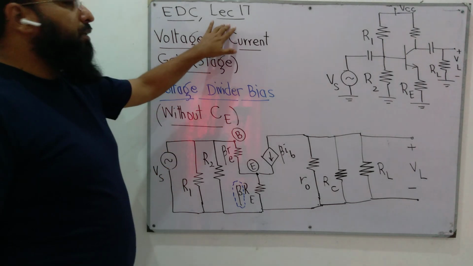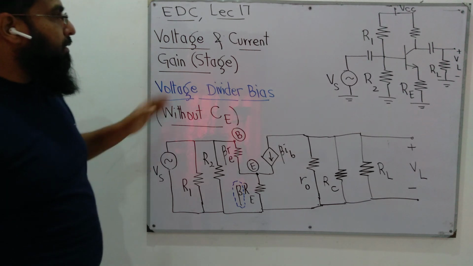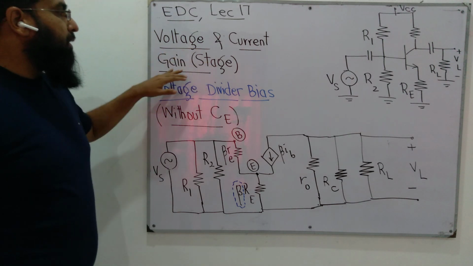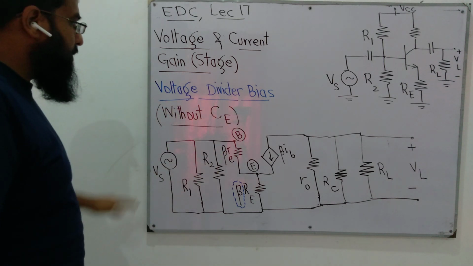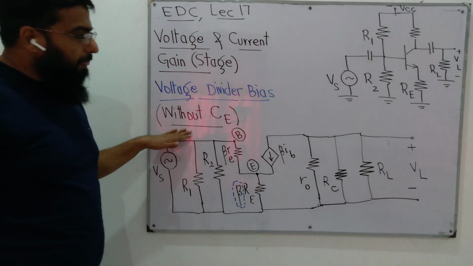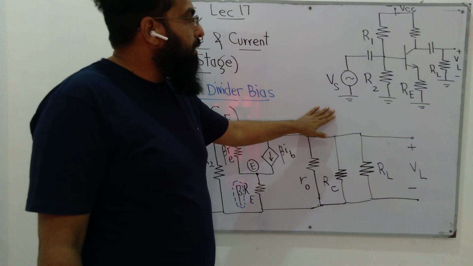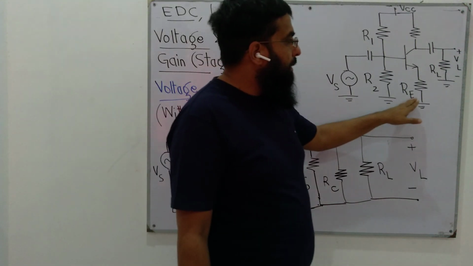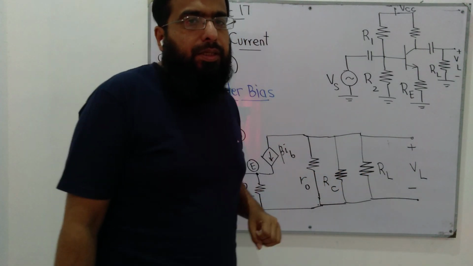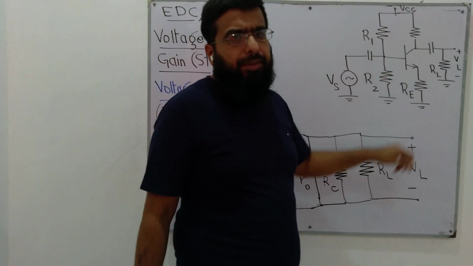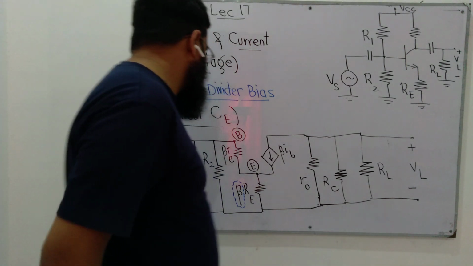Welcome to lecture 17. We are studying electronic devices and circuits, and today we will derive expressions for voltage and current gain of a voltage divider bias configuration without emitter bypass capacitor. This is the schematic of the circuit where we do not have a bypass capacitor for RE. This means that both DC and AC currents pass through RE. So we have to take the effect of RE while we compute voltage and current gain.